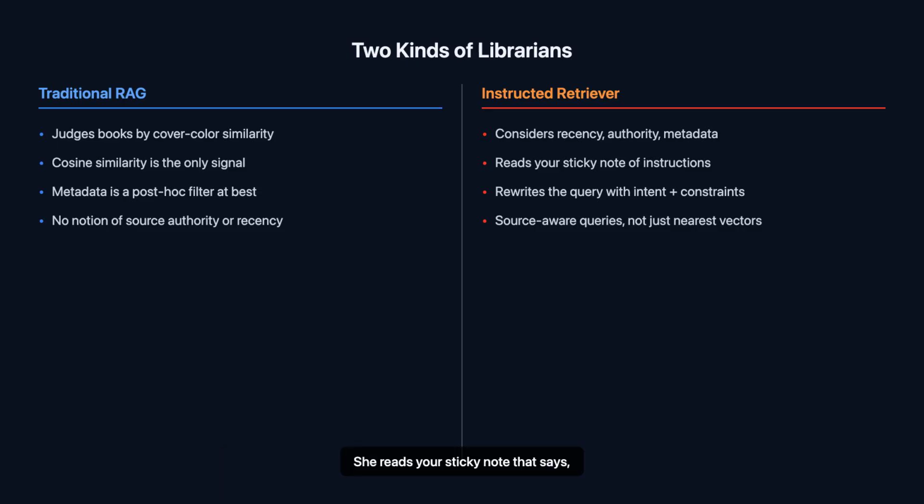She reads your sticky note that says, "Only books from the last 2 years, peer-reviewed, no opinion pieces," and she writes a real catalog query from your intent plus those constraints. That's the architectural difference. System-level instructions shape the query itself, not just filter the results.